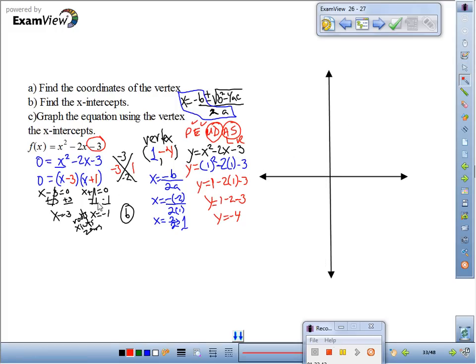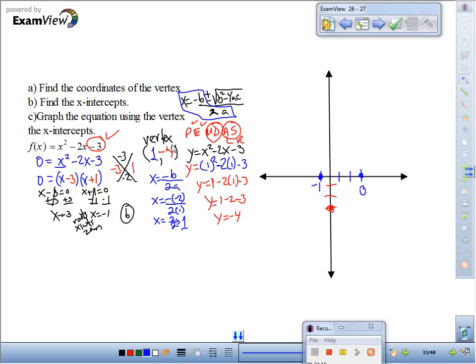So let's see. Let's start with our y-intercept. Our y-intercept, we said negative 3. 1, 2, 3. There it is. Okay, so we're done with this. What are our roots? 3 and negative 1. So my roots, or x-intercepts, are 3 and negative 1. 1, 2, 3, and negative 1. Okay, so those are my x-intercepts or my roots.